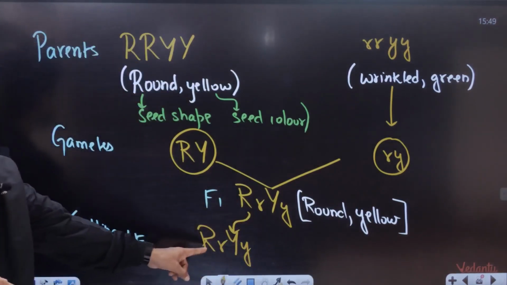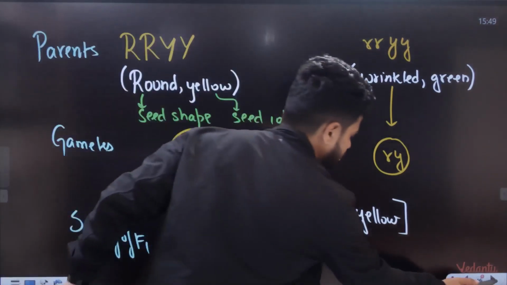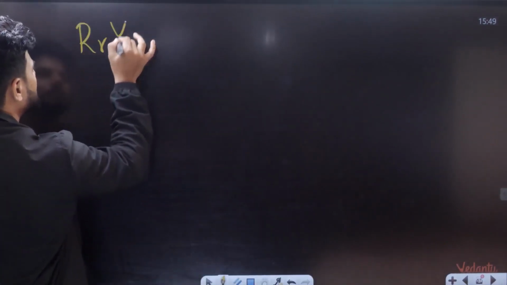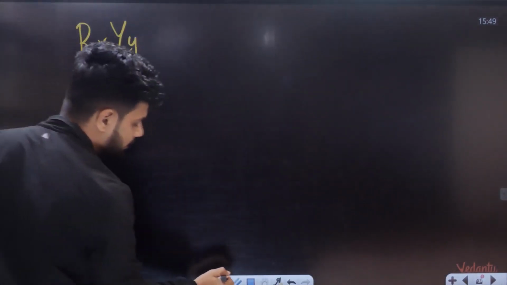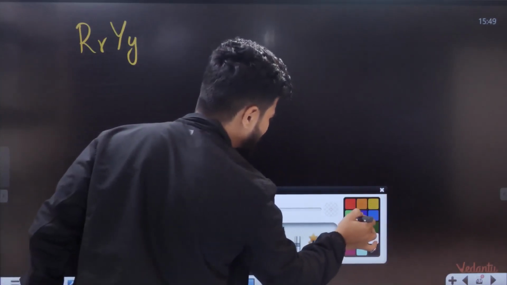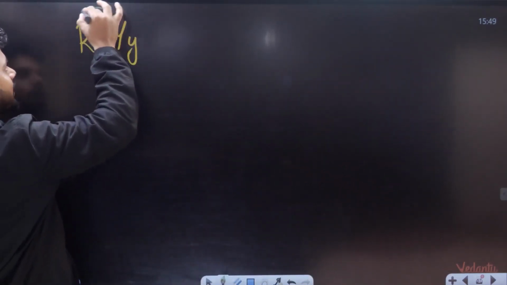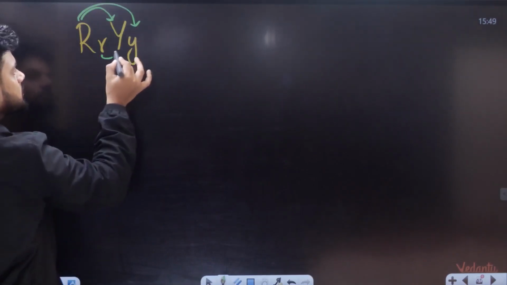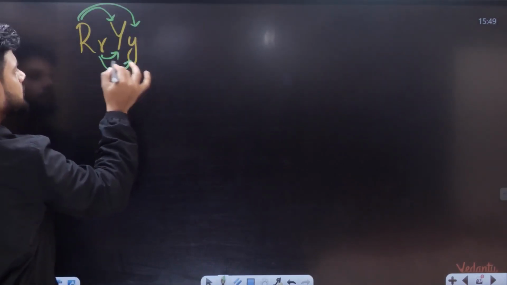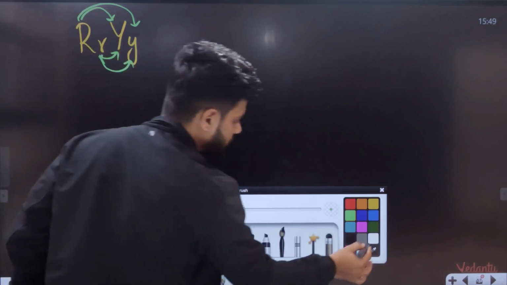So how do you find the gametes here for this? Let me teach you. We have capital R, capital Y, small y. Simple way to find the gametes here, a small hack for all of you. Multiply this with this and this with this. Simple hack. So what do we get here?